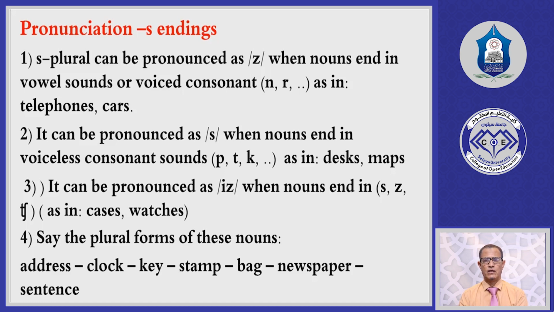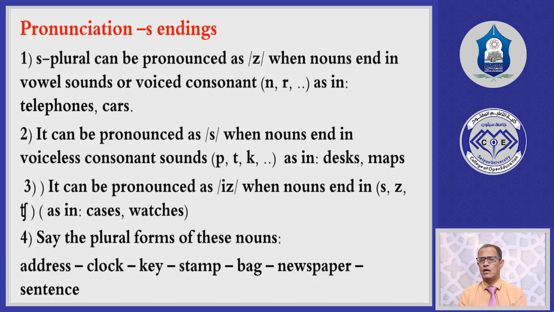So the summary of this point: plural s is pronounced as "z" when the noun ends in vowel sounds or voiced consonants like n, r, as in telephones, cars. The second point, number two: it can be pronounced as "s". That means the plural s that comes at the end of plural nouns.